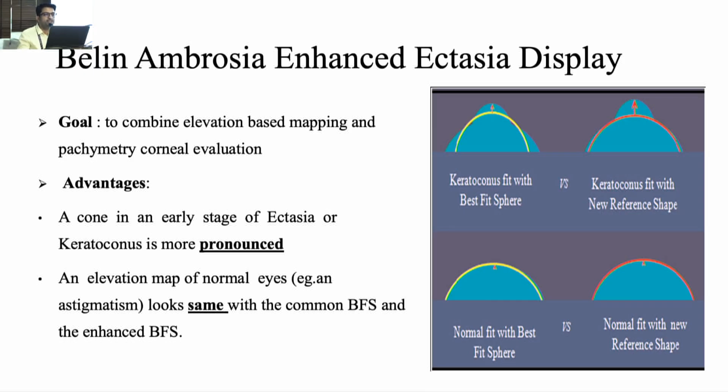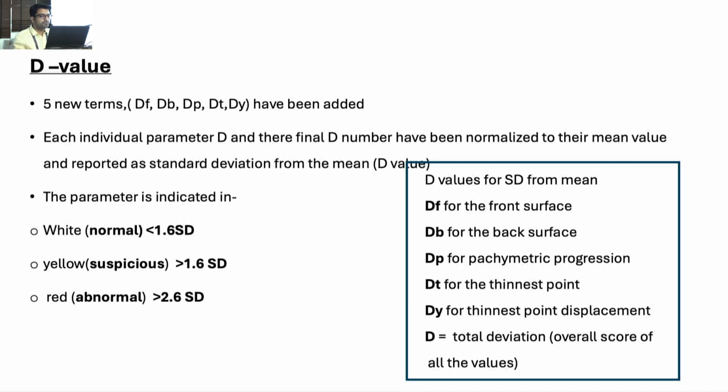Next, Belin-Ambrosio enhanced display. Here, the best fit sphere is being made by excluding the central 3 mm point around the thinnest location. So it gives a D value. D value comprises 5 parameters: the front value, back value, pachymetric progression, thinnest point, and the shift of the thinnest location from the apex.